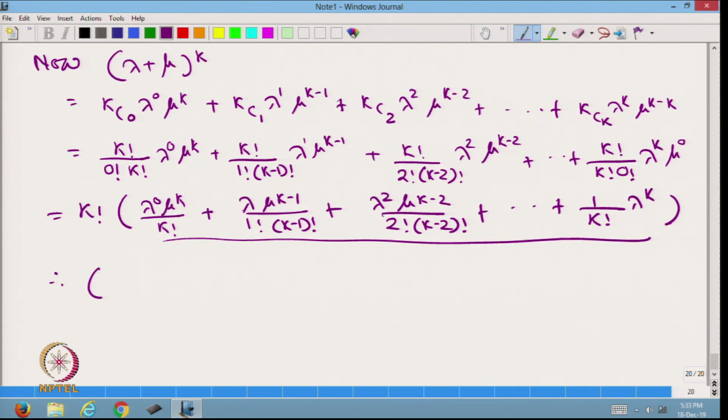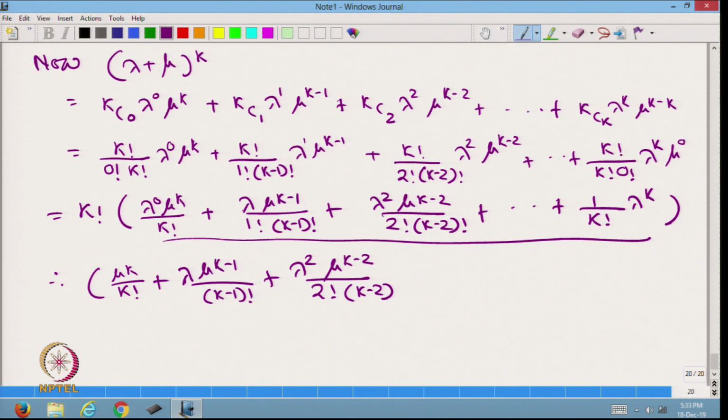Therefore, mu to the power k upon factorial k plus lambda mu to the power k minus 1 upon k minus 1 factorial plus lambda square mu to the power k minus 2 upon 2 factorial into k minus 2 factorial, plus up to lambda to the power k upon k factorial. This term is nothing but (lambda plus mu) whole to the power k upon factorial k.